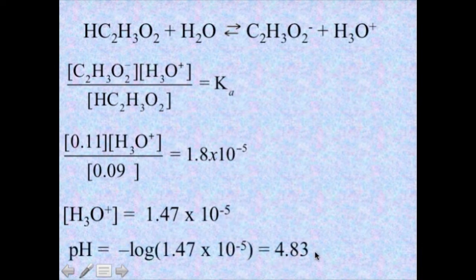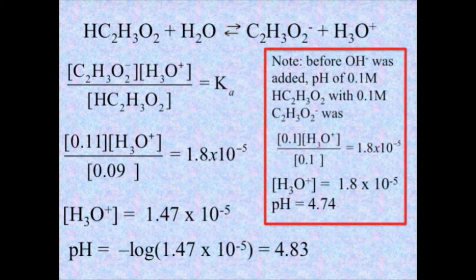that, 4.83. Well, what was the pH before hydroxide was added? Well, if we plug the acetic acid concentration into the mass action equation along with the conjugate base, they're both 0.1 molar, and they both cancel out, leaving hydronium ion equal to the equilibrium constant, 1.8 times 10 to the minus 5. Taking the negative log of that, we get a pH of 4.74.